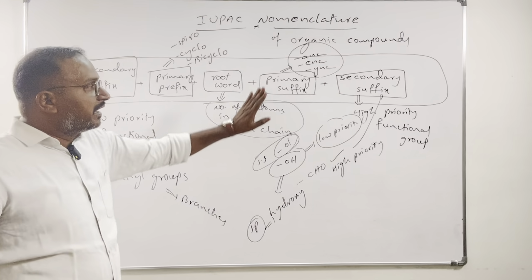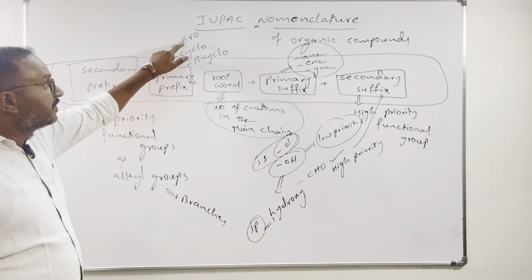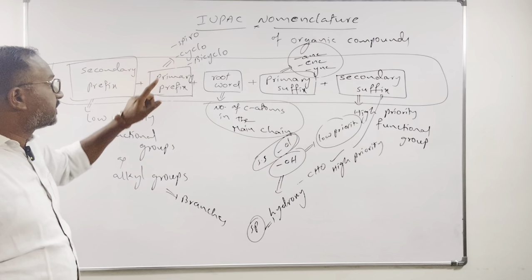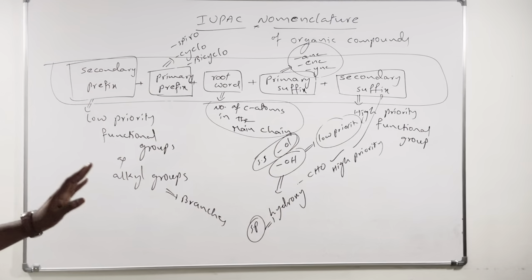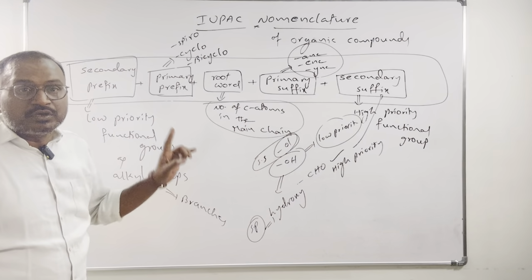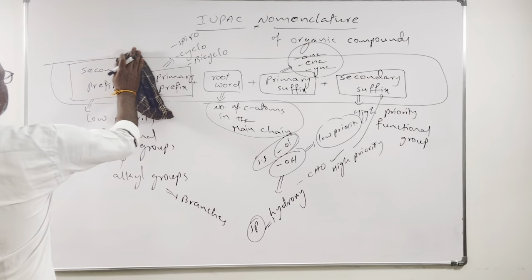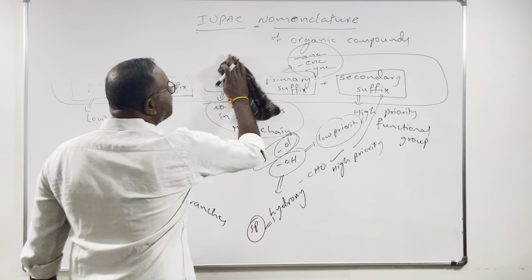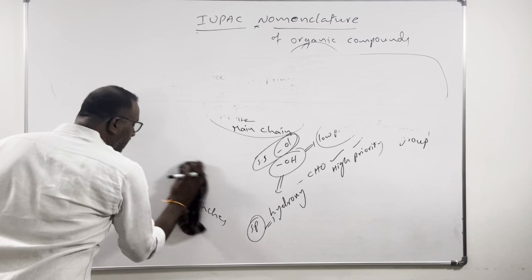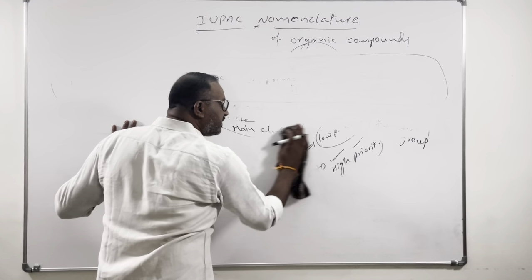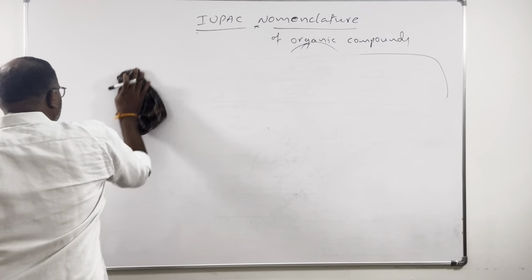This is root word. And primary suffix I told you. Secondary suffix are there. Primary prefix, if cyclic compound or bicyclic compound, spiro will be there. And secondary prefix are there like this. First, these are the main concepts to understand to write the nomenclature of organic compounds. So now let me see some examples to write how we have to write the name. I am taking previous examples to write the name.